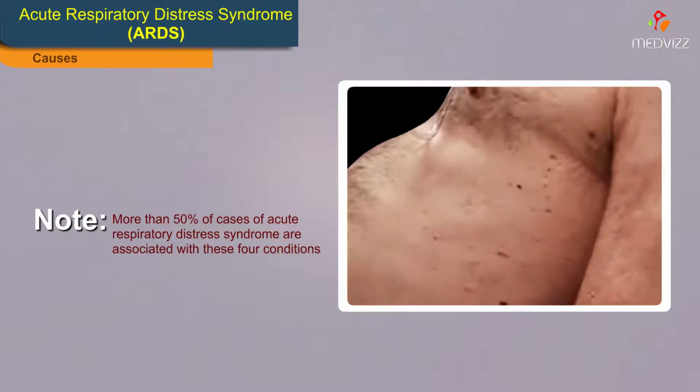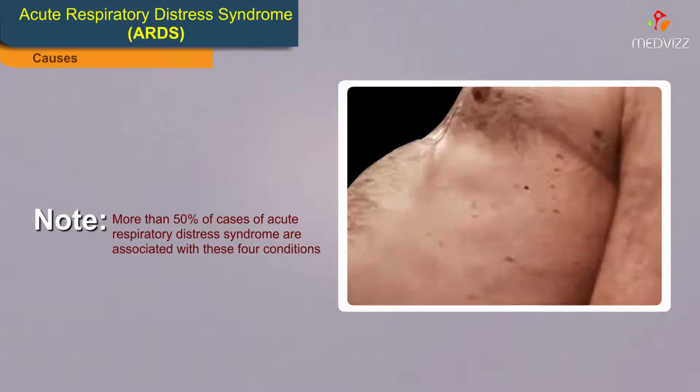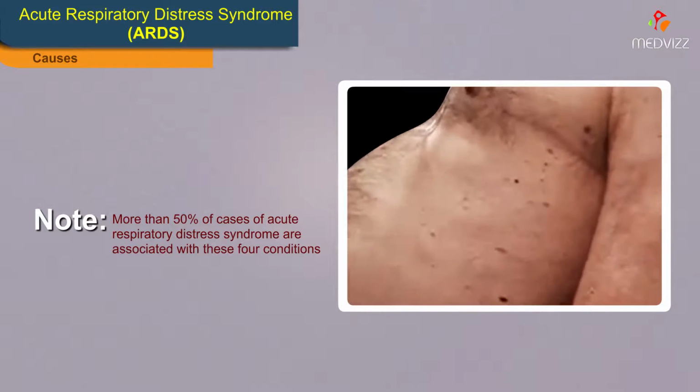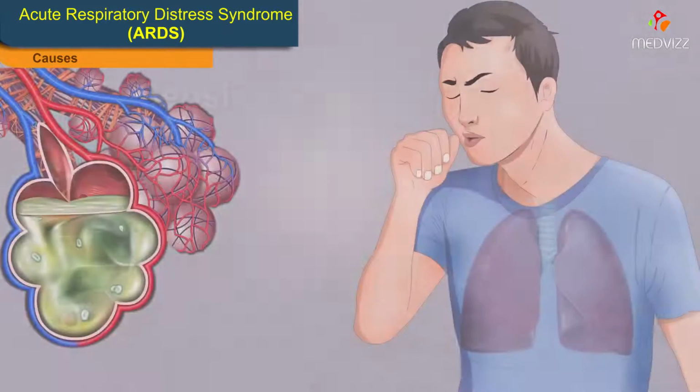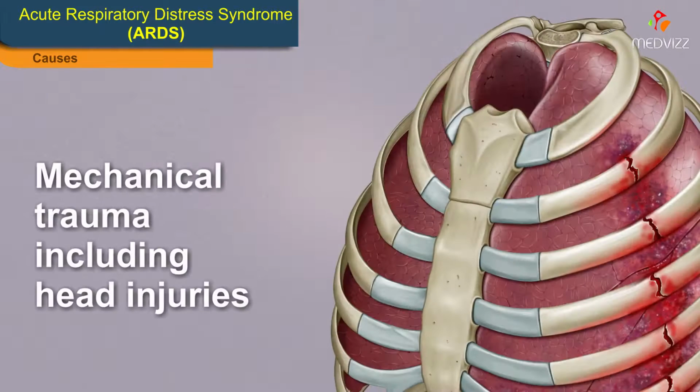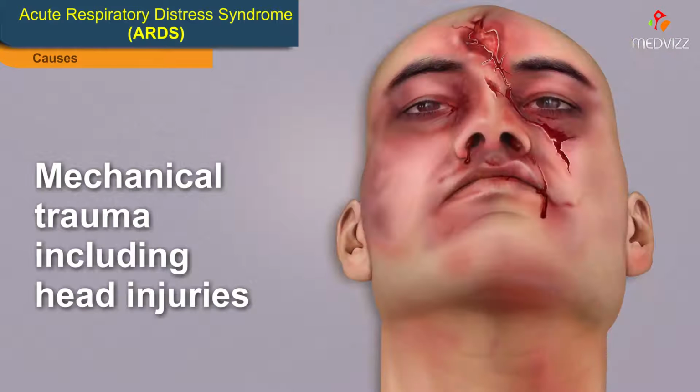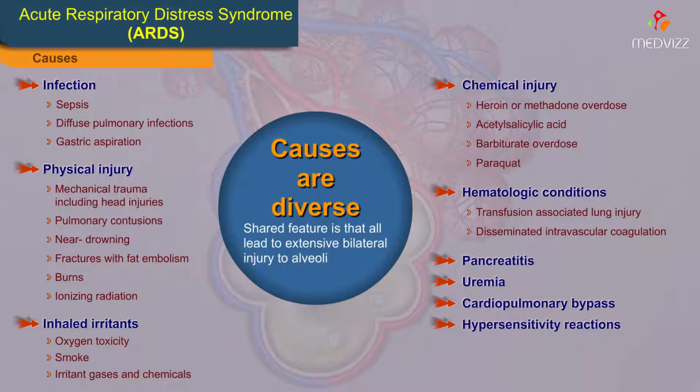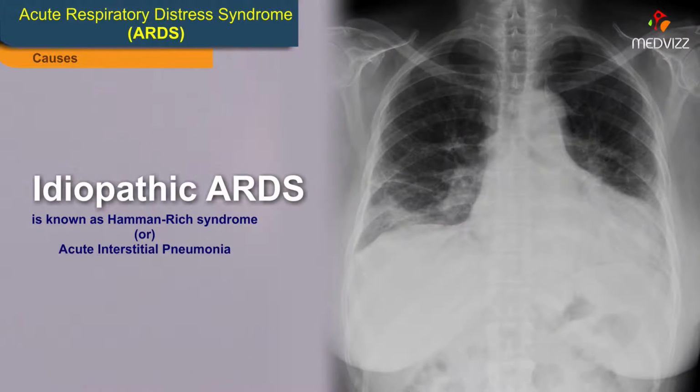Note: more than 50% of the cases of acute respiratory distress syndrome are associated with the four conditions of sepsis, diffuse pulmonary infections, gastric aspirations, and mechanical trauma including head injuries. The causes are diverse. The shared feature is that all lead to extensive bilateral injury to the alveoli. Idiopathic ARDS is known as Hammond-Rich syndrome.